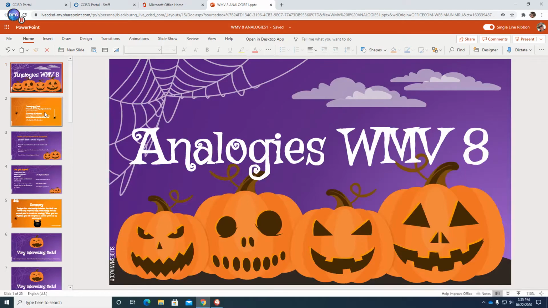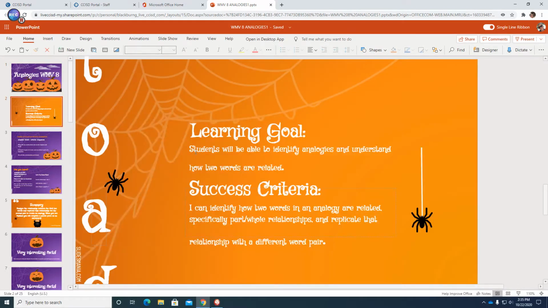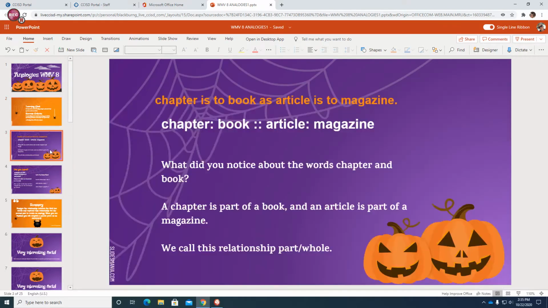All right, our learning goal and success criteria. Students will be able to identify analogies and understand how two words are related. Success criteria: I can identify how two words in an analogy are related, specifically part to whole relationships, and replicate that relationship with a different word pair. Okay, let's go ahead and begin.